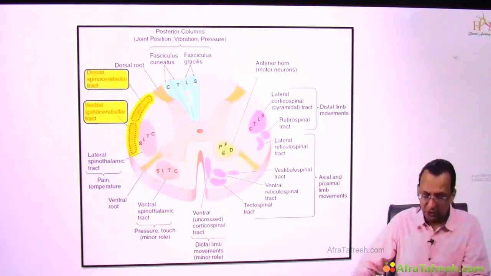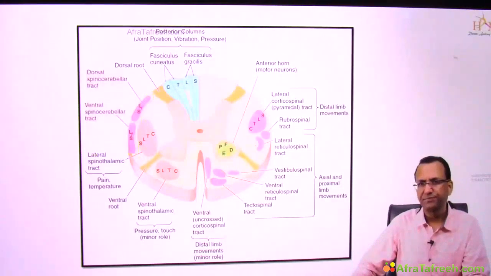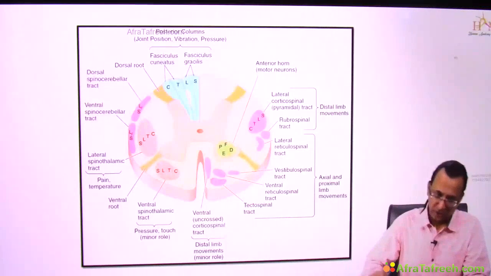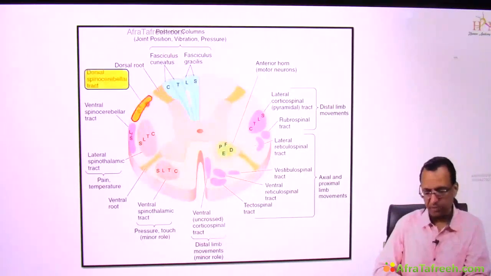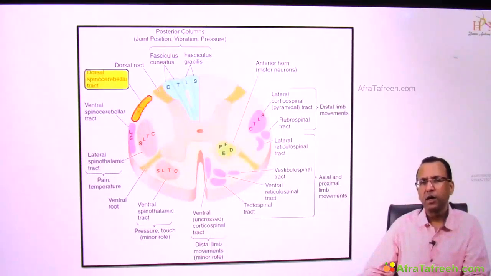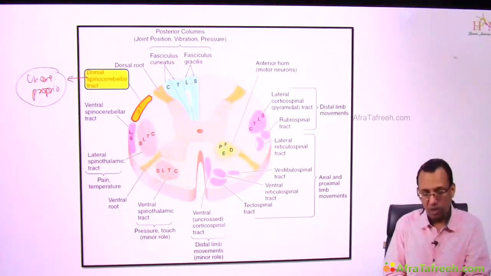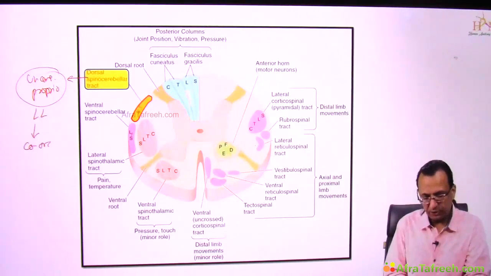Number 2, there is this dorsal and ventral spinocerebellar tract. Which is more important? The dorsal. Why is dorsal more important? Because there are more axons running dorsally. Do you remember what it was doing? It will carry the unconscious proprioception. Now when you say it is carrying the unconscious proprioception, where from? The lower limb. What for? The coordination of the voluntary motor activity.